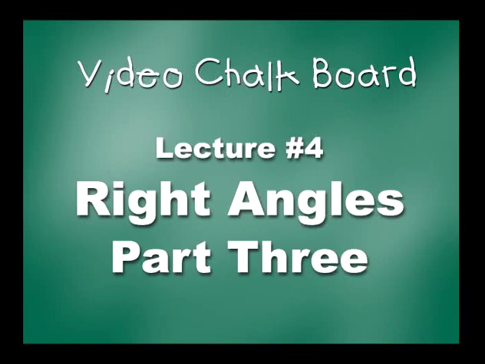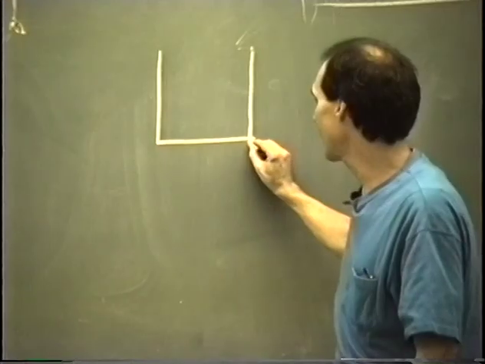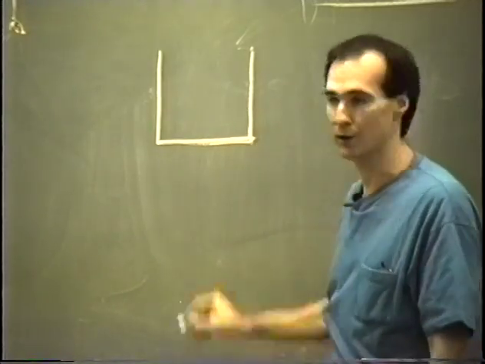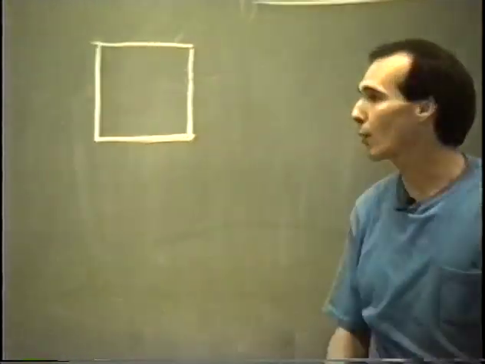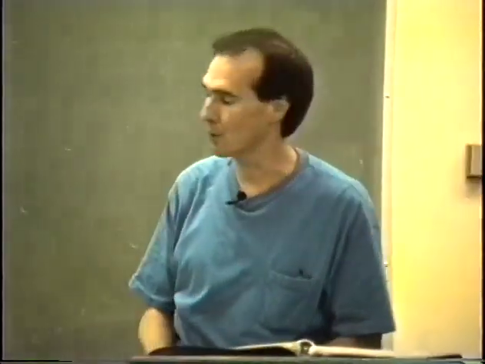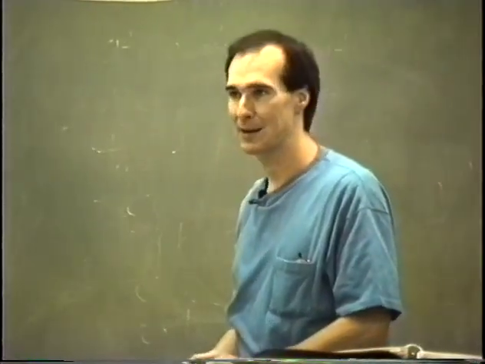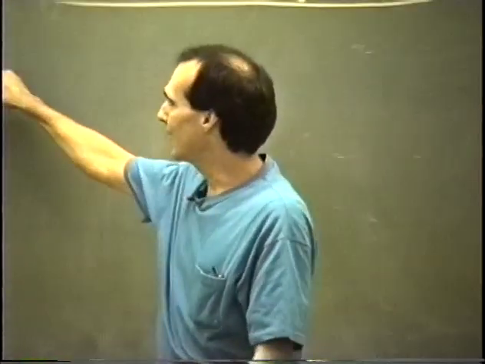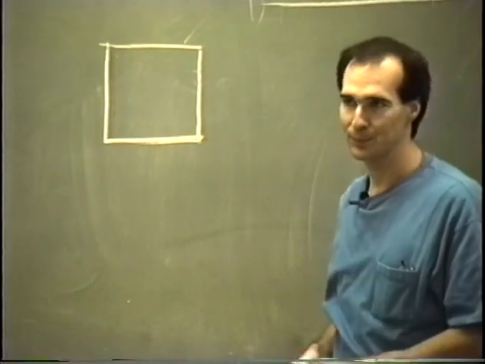Okay, right angles number 3. We've talked about how whenever you have more than one right angle, you're going to have a set of parallels. You all know what right angles are. There's something else, though, that right angles make. They make corners.